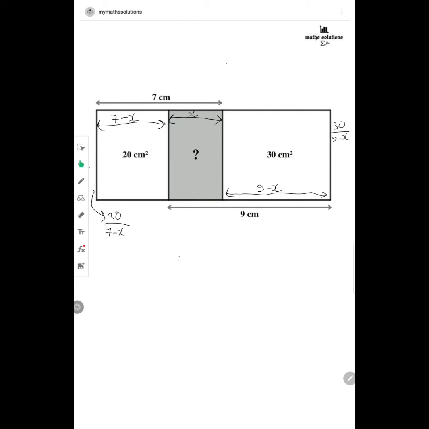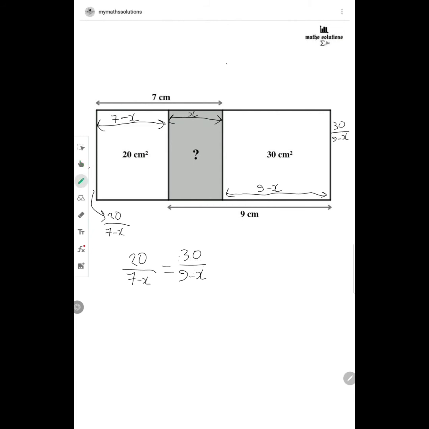I want you to notice, because it's a rectangle, this side has the same length as this side, but they're expressed differently. But they have the same length. So I'm gonna do 20 divided by 7 minus x is equal to 30 divided by 9 minus x. And why did I put them together? Because they have the same length, but they're just expressed differently.